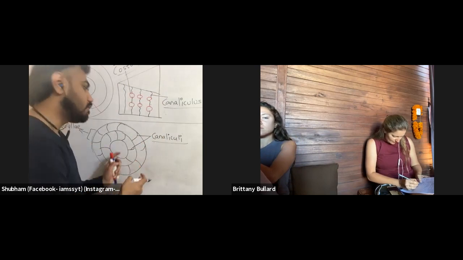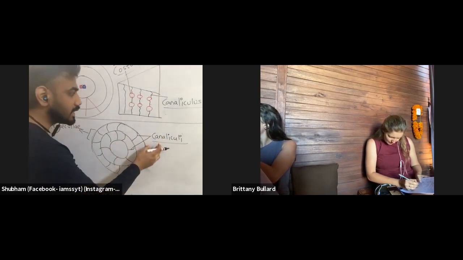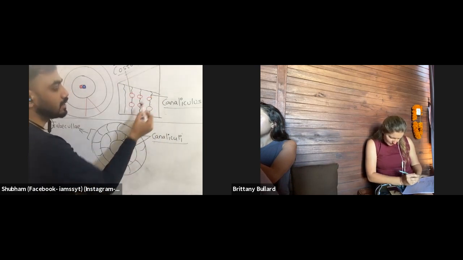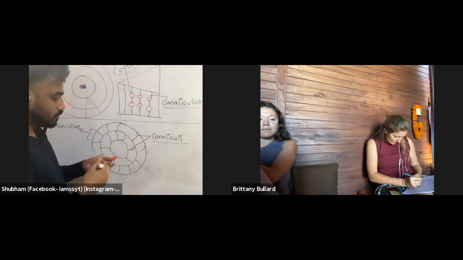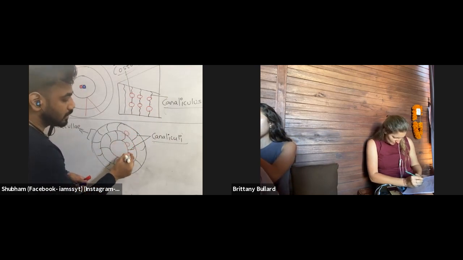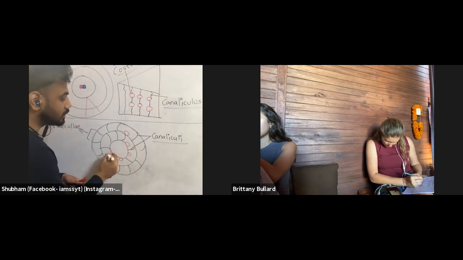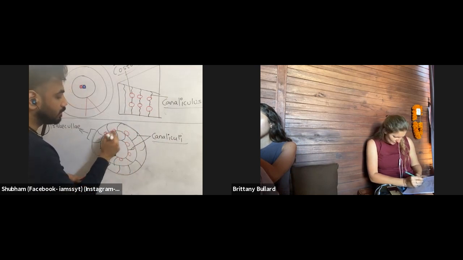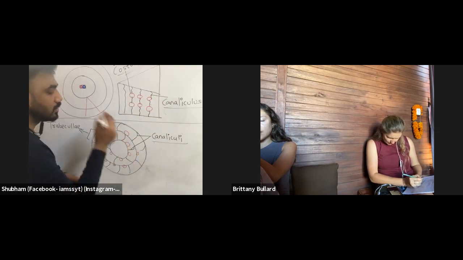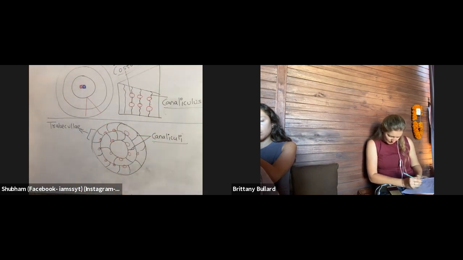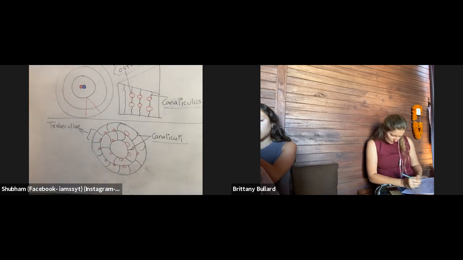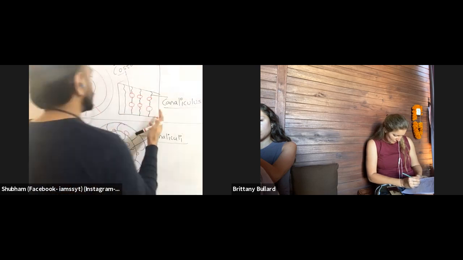And here in the soft or the spongy bone, these canaliculae will also contain osteocytes. Similarly, the red one. So where are these osteocytes? They will be in between each canaliculae that will be connected to each other like this. This is the soft bone tissue. This is the compact bone tissue.